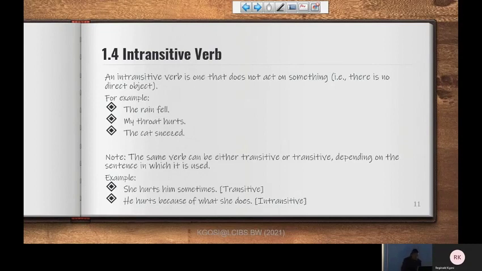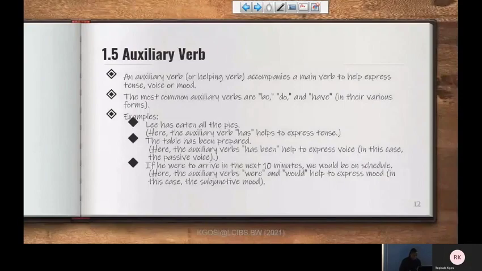Yes. Oh, okay, let's hurt again. I didn't even notice that the example is going to be hurt again. Yeah, she hurts him sometimes. It's transitive because you specify who she hurts. She hurts him. And then if you say he hurts, what? He doesn't tell us what he hurts. Just saying he hurts because of what she does. So we're looking at that as intransitive, because we're not answering the question, what does he hurt?